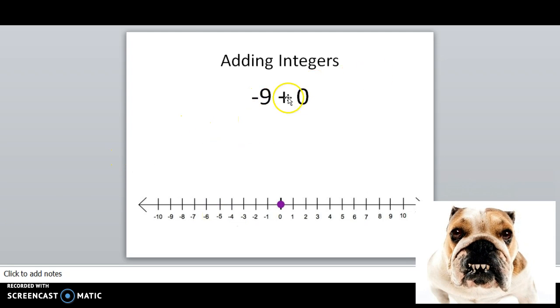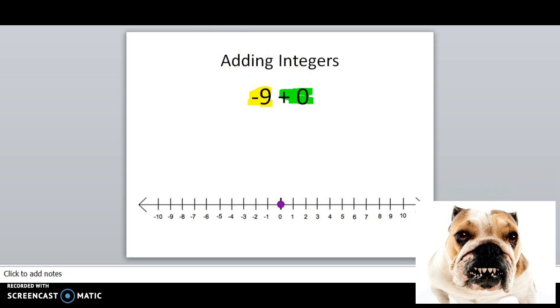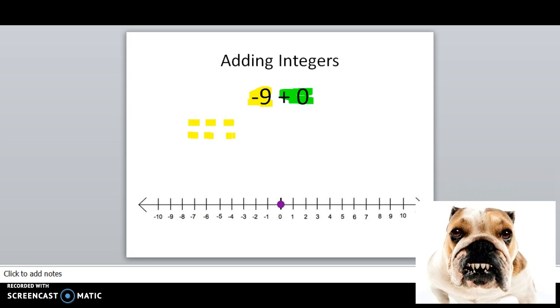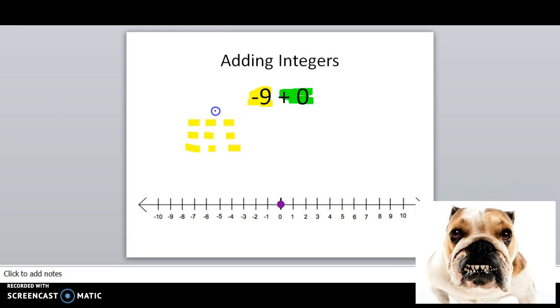Okay, let's look at this example here. I have negative 9 plus 0. Now keep in mind, 0 is neither positive nor negative, it's neutral. So I have negative 9, 1, 2, 3, 4, 5, 6, 7, 8, 9. Now, I'm adding 0 to it, so pretty much I'm not adding anything. So my answer is just negative 9.